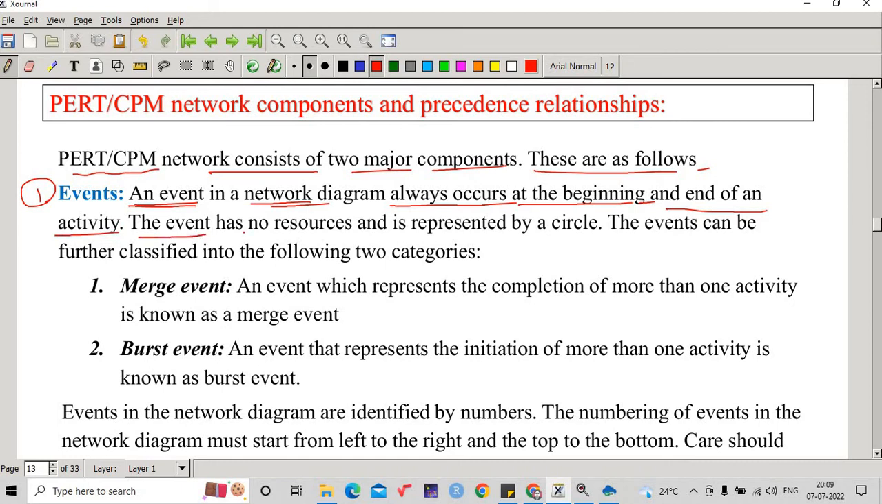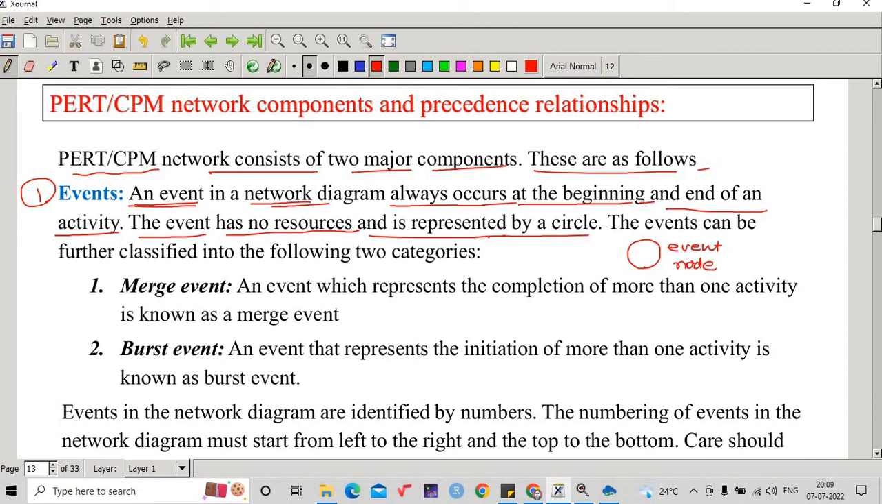The event has no resources and is presented by a circle. So ऐसा सर्कल करके हम इवेंट को नोट डाउन करेंगे. So you can call this circle as either event or node.